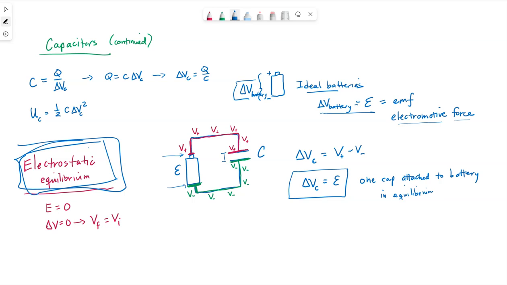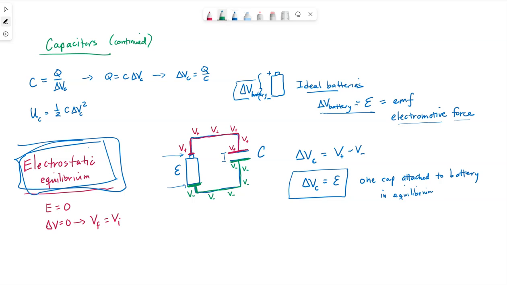Now, getting to this point is not an instantaneous thing. It does take a little bit of time, which we will talk about in a couple chapters. Right now, what we need to know is that the capacitor's potential difference between the plates will be the same as the battery.